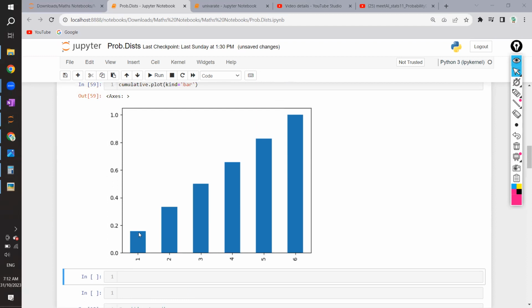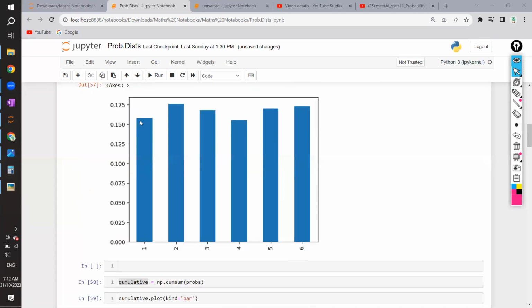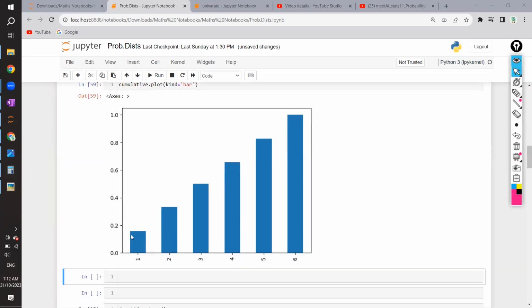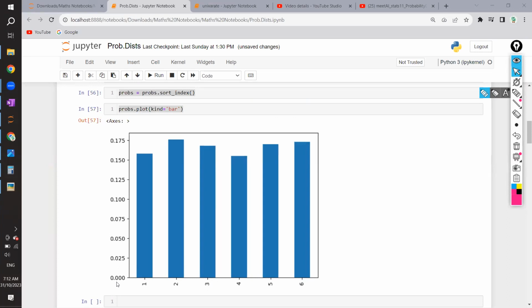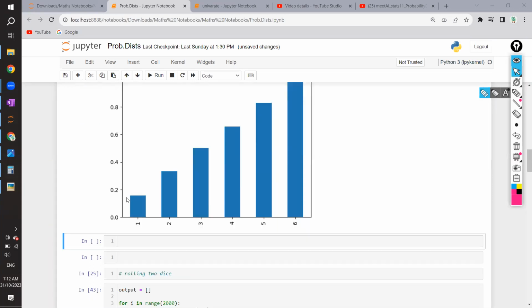That means what? For one, how much was it? It was something around 0.1. Yeah, so the probabilities will be the same. Okay, but the scale is different. Here the scale is from 0 to 0.175, so it is somewhere around 0.16 or something. So same thing, it will be some 0.16. But for 2 it will be 1 plus 2.